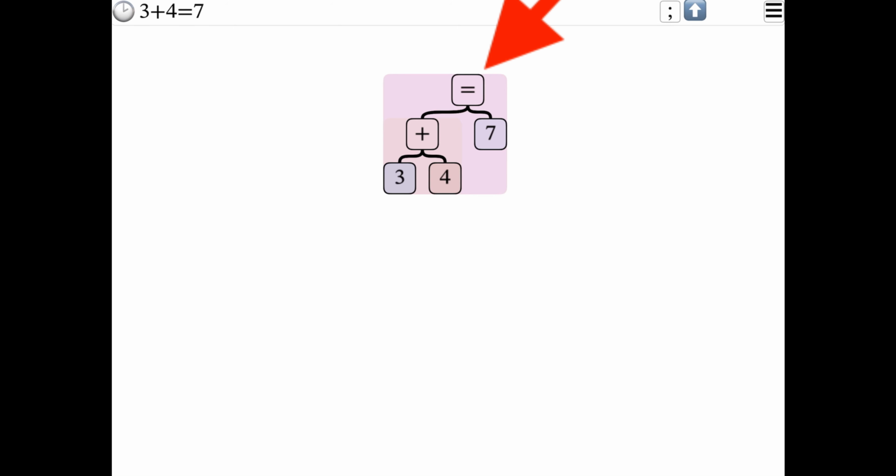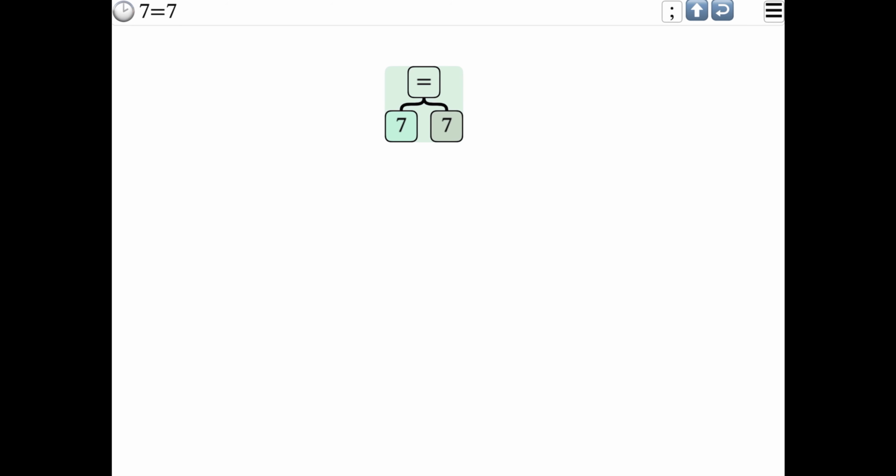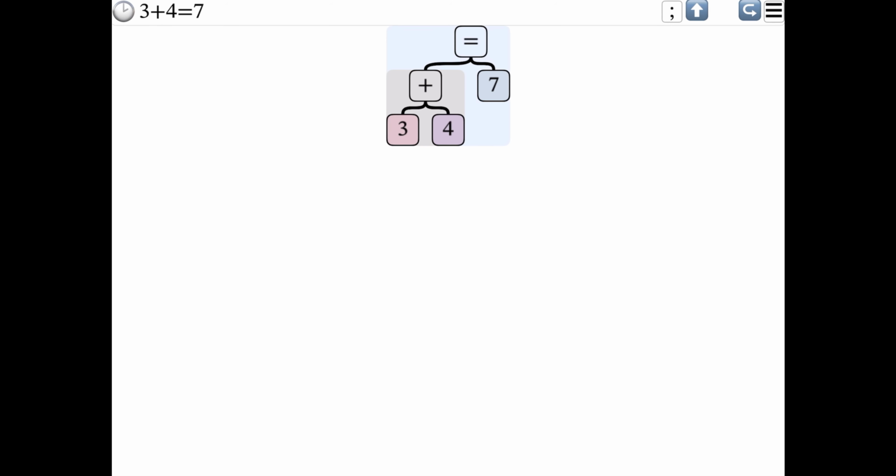First, double tap equals to evaluate everything and verify this equation is true the way we typed it. Yes, it is. Now tap undo so we can work with what was originally there. Put your fingertip on 4 and leave it there. See the red circle around your fingertip. The red circle means DragginMath knows you're touching that node in the operator tree.